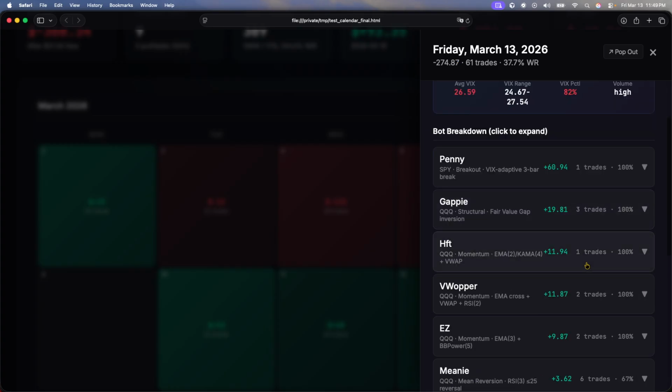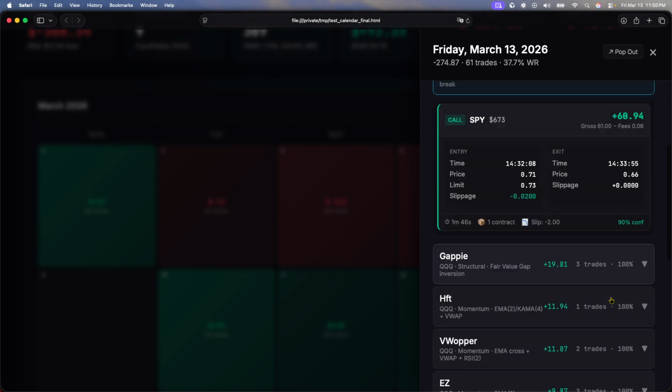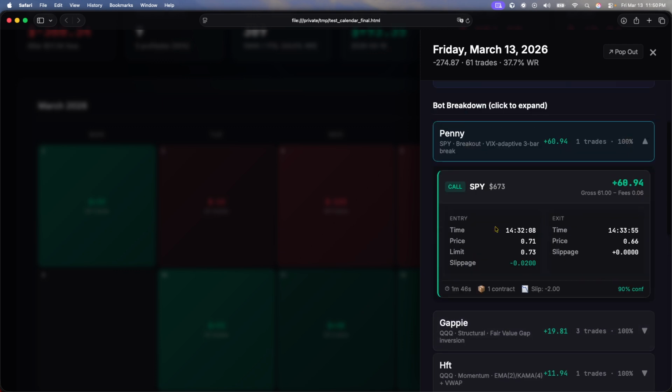Just based off of the market today, and today's Friday, March the 13th, 2026, whenever you're watching this, we did have Penny for You. And remember, Penny for You is our breakout bot. Penny for You did have a call trade, so it was bullish on the market. It thought SPY was going to go up to the 673 level. It was able to make 60 bucks on that play.